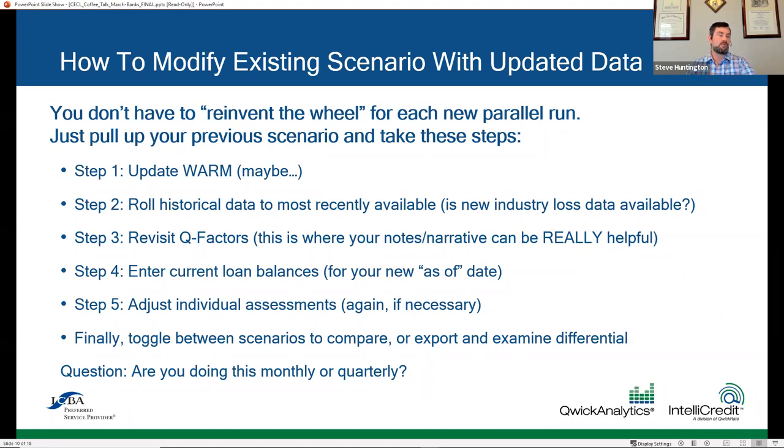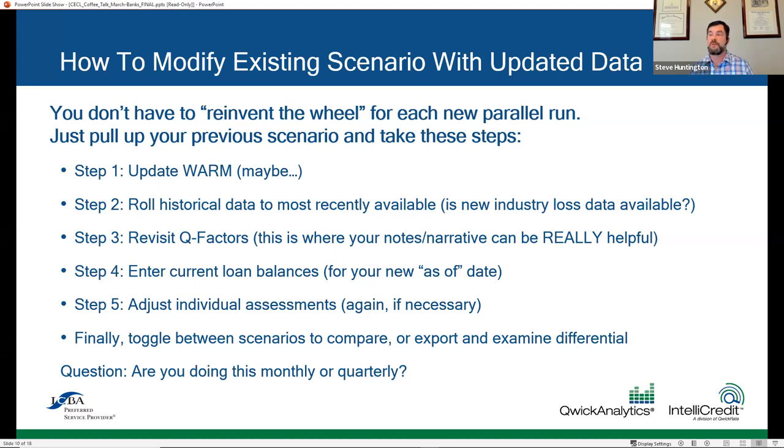Second step is rolling the historical data to the most recently available. If you have crossed that quarterly threshold, where we have an entire new quarter of historical loss data on the entire industry, not just your bank, but all your peers, you're going to want to make sure that we push that data from last quarter to this quarter, and I'll show you how to do that in just a moment. Third step is just revisiting qualitative factor adjustments.